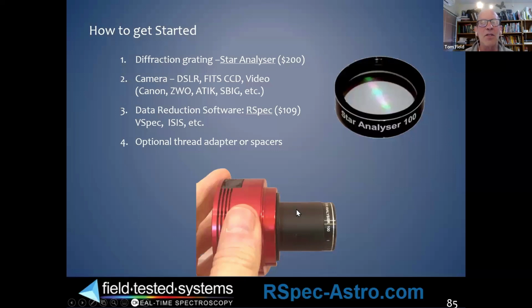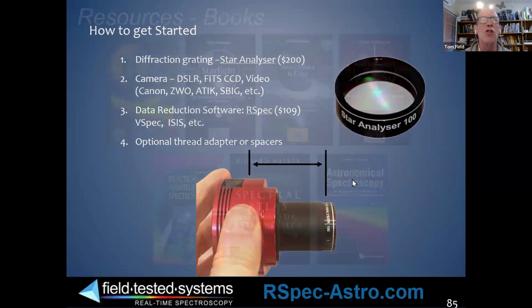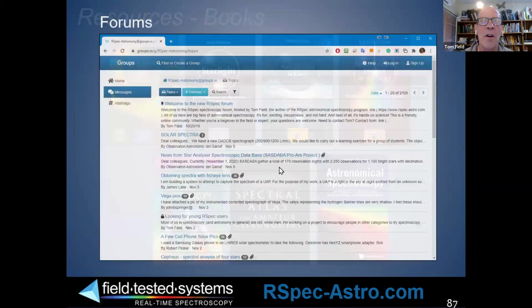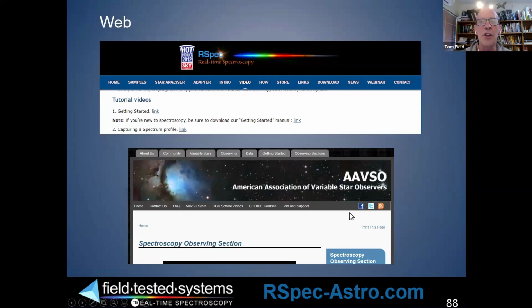And you may need some sort of little adapters to get this mount right. There's tons of books out there. I'm not going to get into the details on all of these, except to tell you they're on my site. And I even recommend the one that you should start with there. We've got a very active forum, which you can post information and images on. This is sort of cool.